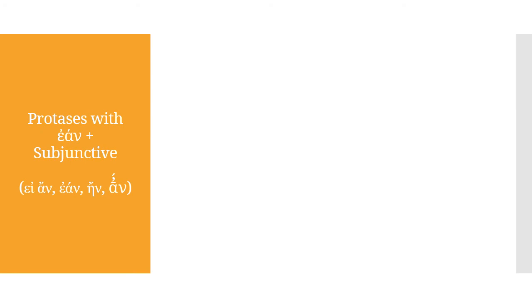Now we turn to protasis with ean and the subjunctive. That ean is the combination of ei and an, and then it gets contracted, you get ean, ēn, an in some dialects with a long alpha. But first we need to go on a little bit of a tangent.